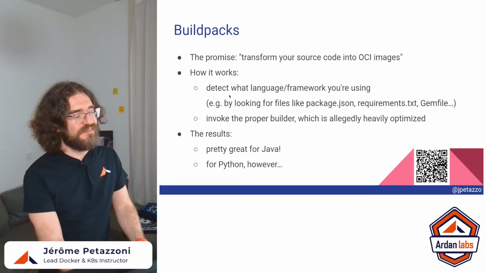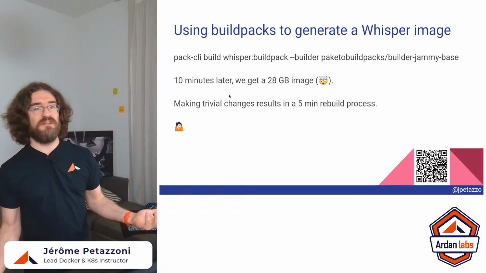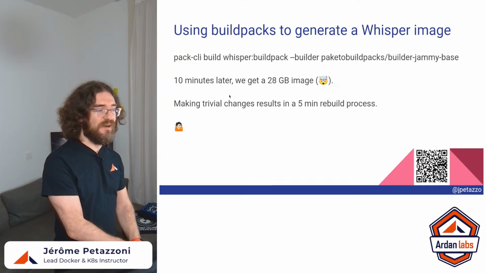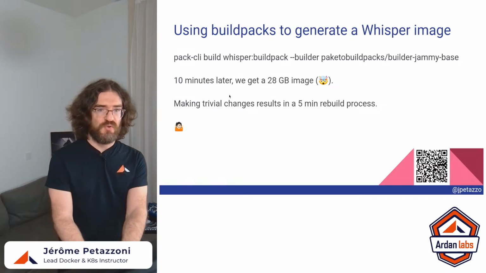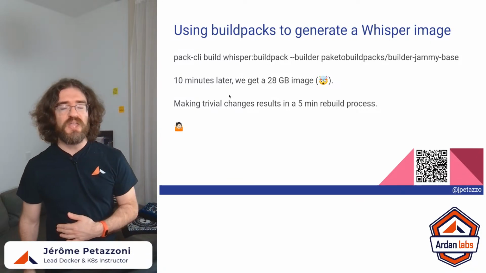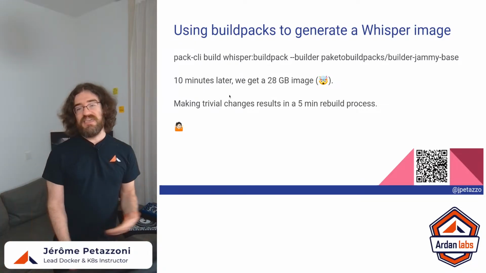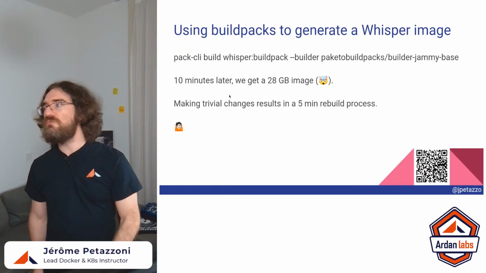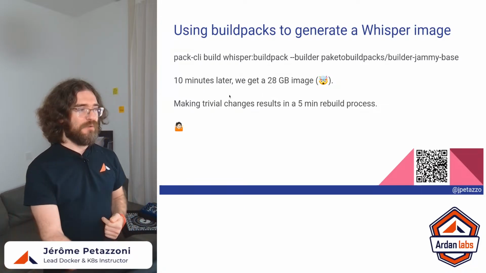Now, for Python and data science, though, when I tried to use buildpacks to build a Whisper image, first, it took even longer than the naive approach, and the result was an almost 30 gigs image. So more than 2 times bigger than the super basic naive Dockerfile approach. I tried to optimize things, change things here and there, and I couldn't really get it to be much smaller. And each time I made even a small change, it would take like 5 minutes to rebuild the image. I was like, no, okay, that's not something I would recommend.